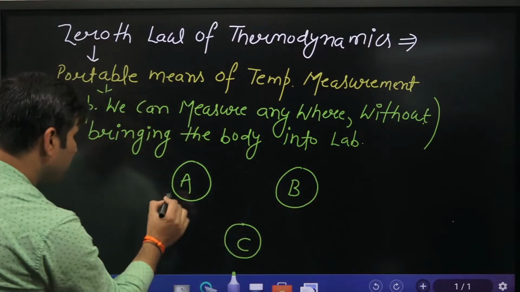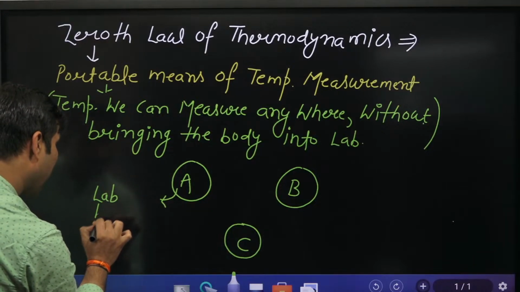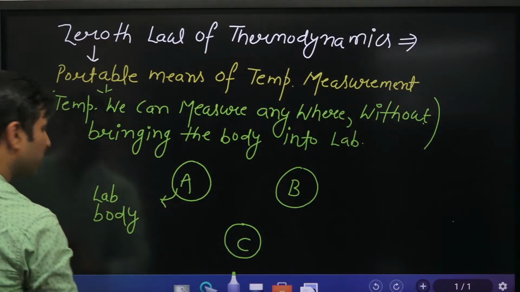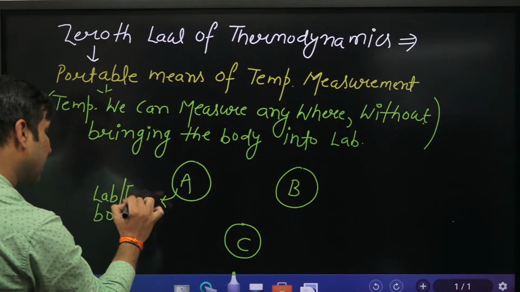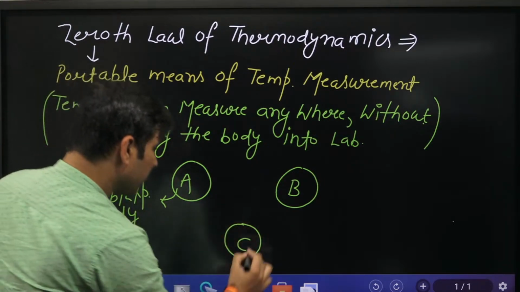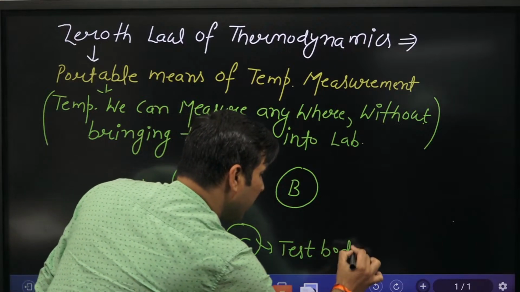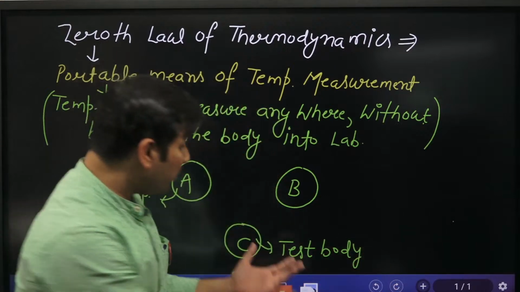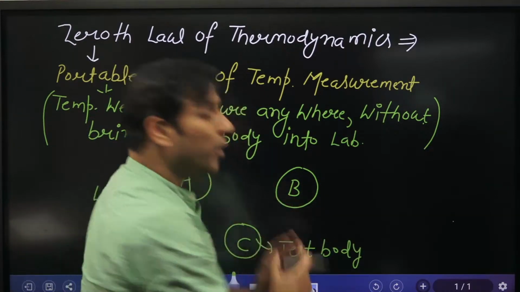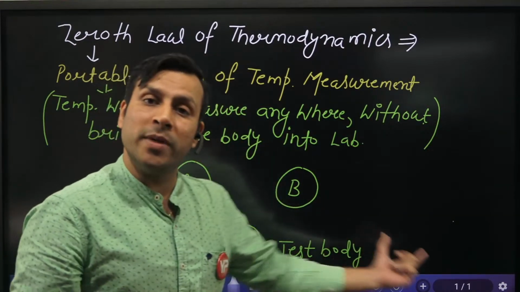Here this A is known as the lab body, or experimental body. And this is your test body. It may be a machine, it may be any person. It is a place where you want to measure your temperature.